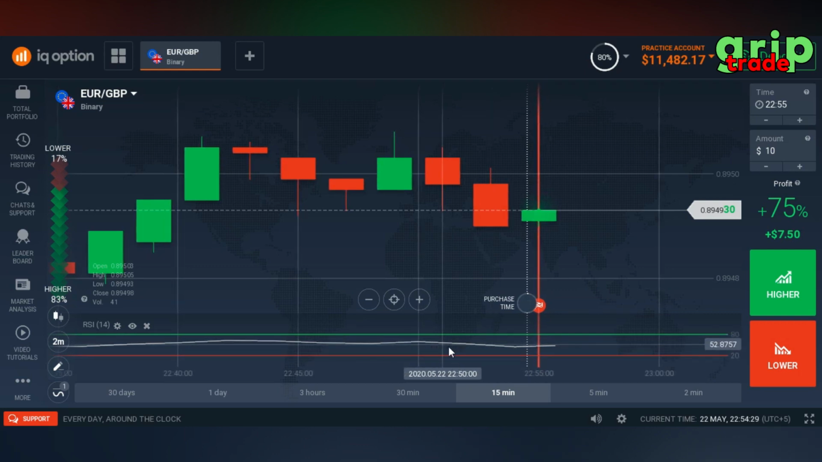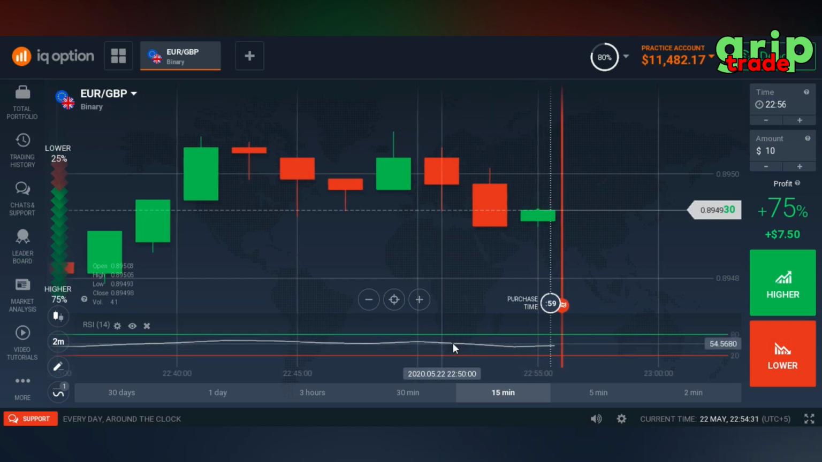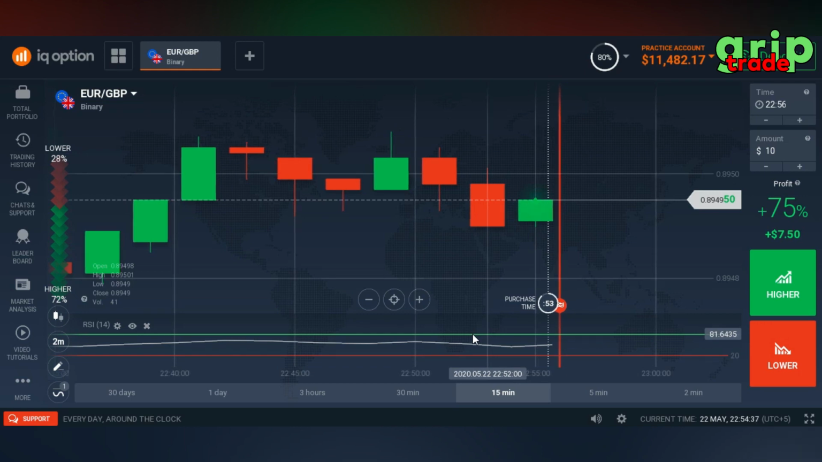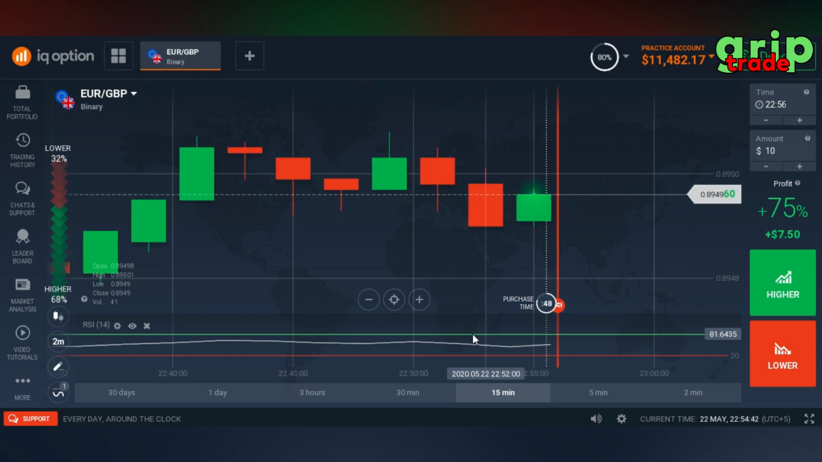As soon as this white RSI line touches the green line, it's an overbought position and now the trend is going to get reversed. There we can open a very good trade. I'll be explaining it to you with the live trading.